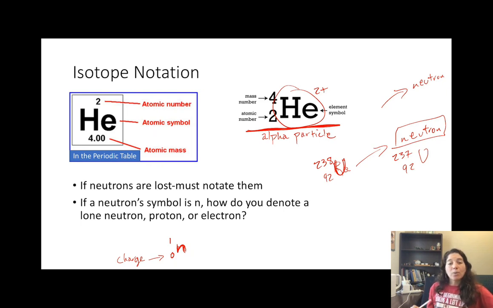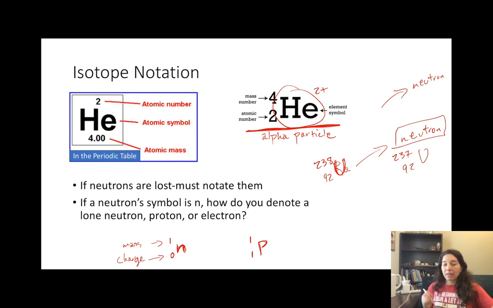Okay, now try this with a proton. How would you denote a proton if the chemical symbol for a proton is P? What you want to do here is the same thing. You need the mass, like we had in the previous one, so it would be 1. The charge on a proton is +1. So it would be a 1 and a 1.